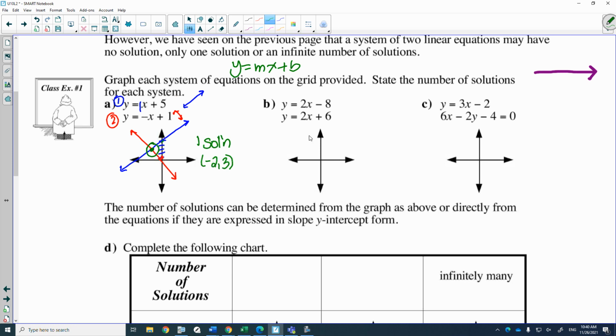Okay, let's look at system number 2. What do you notice without even graphing this? Anybody notice something about these two systems? They have the exact same slope. Both slopes are what? Positive or negative? Both slopes are positive. This is what a positive slope looks like. Okay, let's put this first one on. So it's got a y-intercept of negative 8. So I'm just going to write negative 8 here. And I know it's a positive slope, so I'll put that.